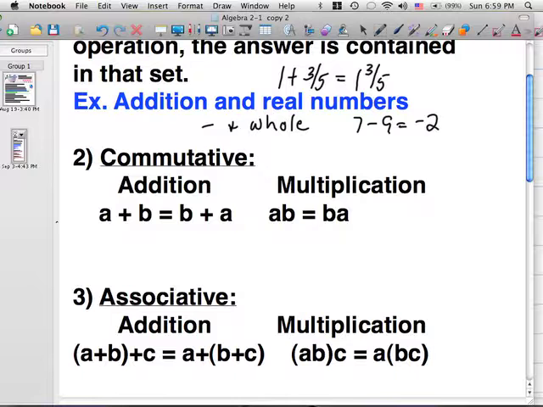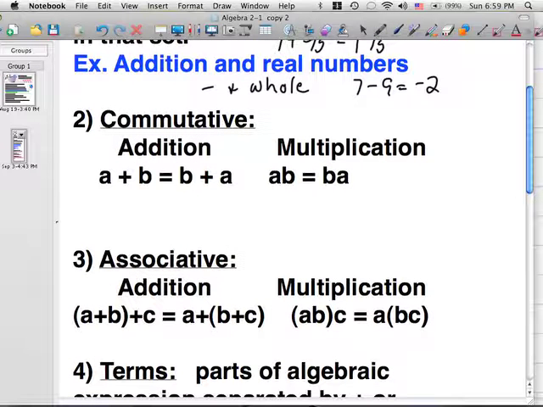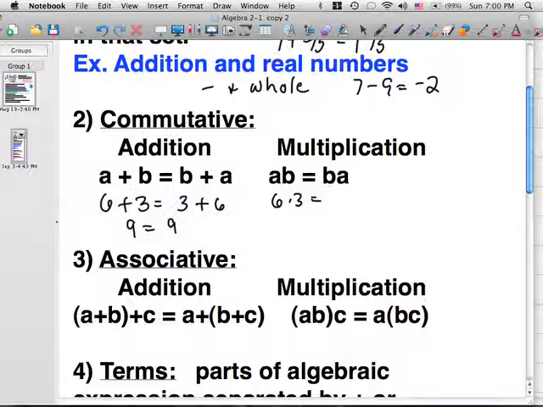The commutative property you've seen for several years now. It's where we change the order of the numbers we're adding and we still get the same answer, and that also works with multiplication. So if I have 6 plus 3, which equals 9, I get the same as 3 plus 6. And it also works with multiplication, so 6 times 3 equals 3 times 6.